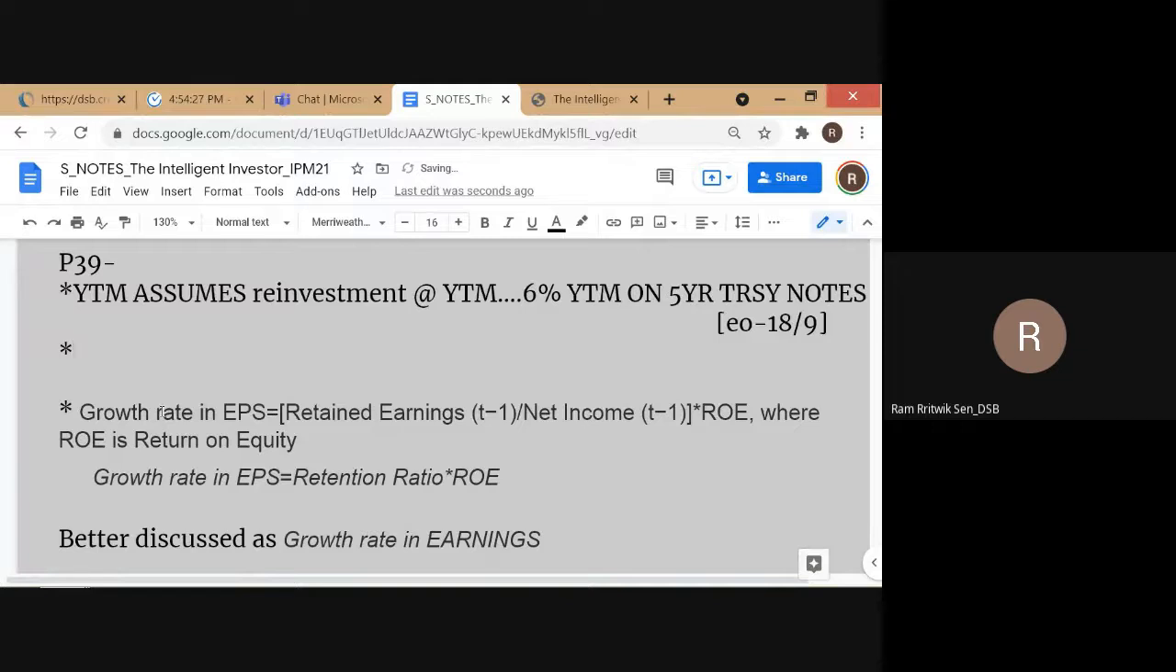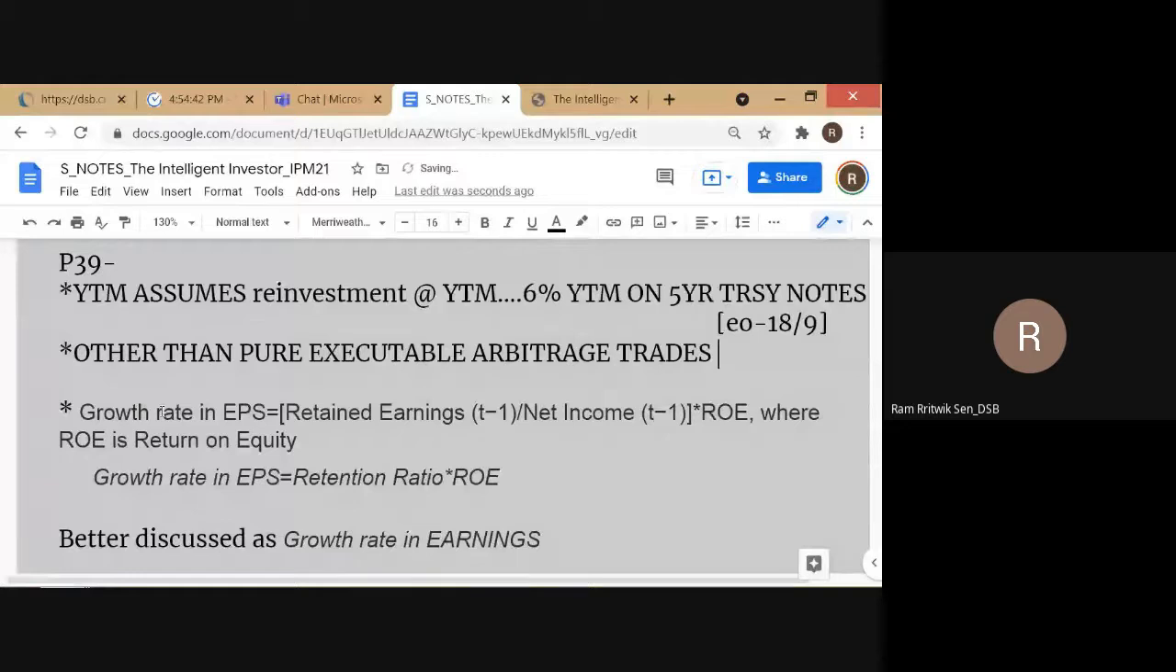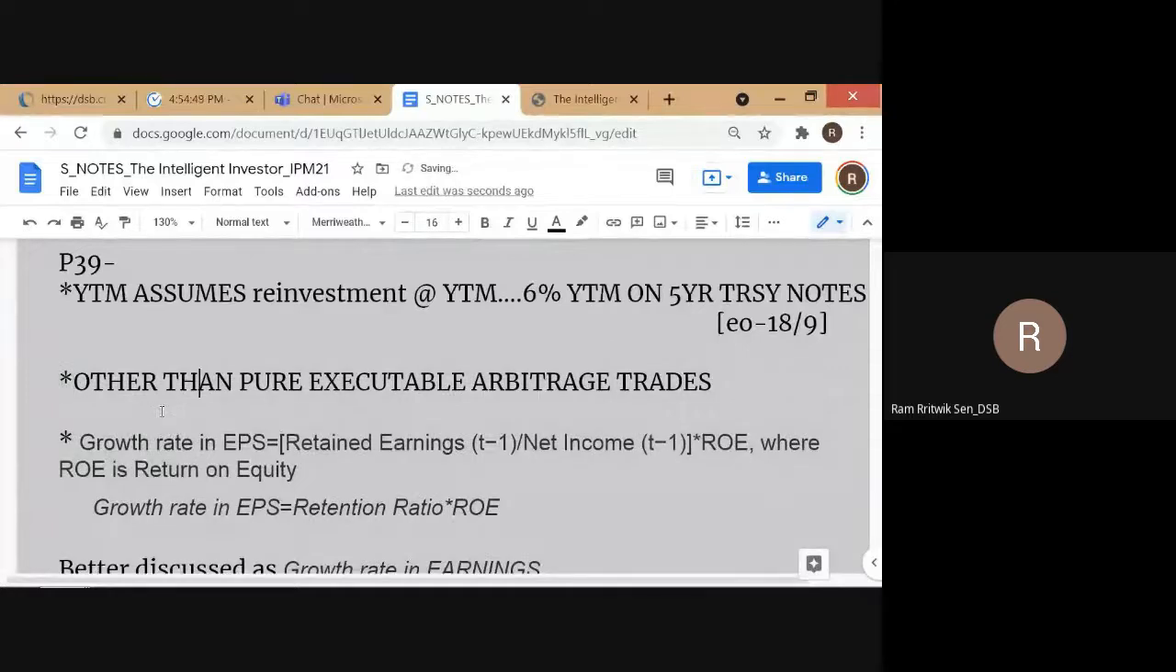Let's write this here, this way. Other than pure executable arbitrage trades. Okay? A pure executable arbitrage trade means where you can lock into all the prices. Okay, arbitrage as in CRA, classical riskless arbitrage.